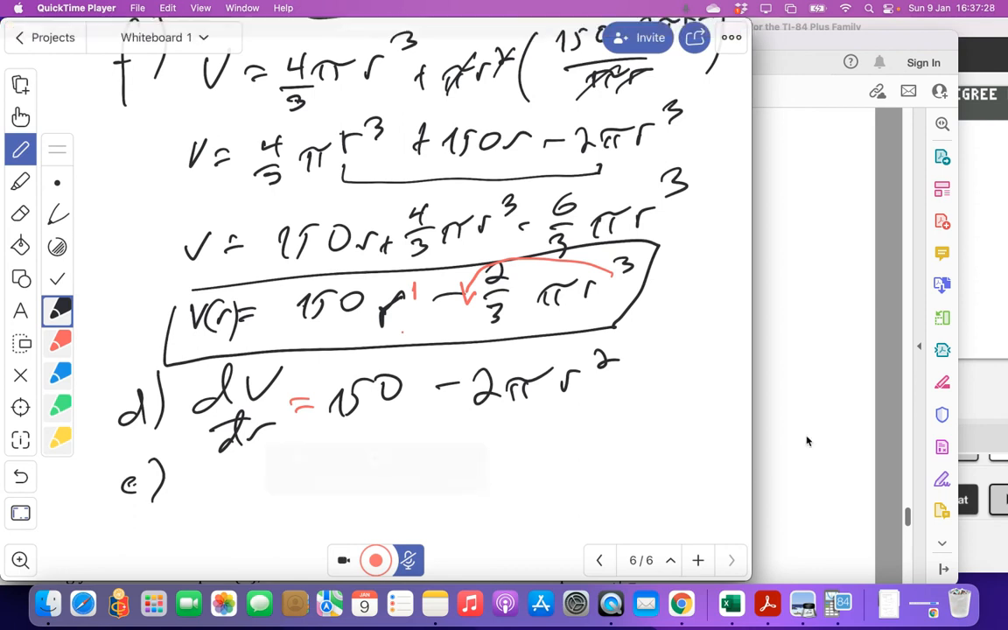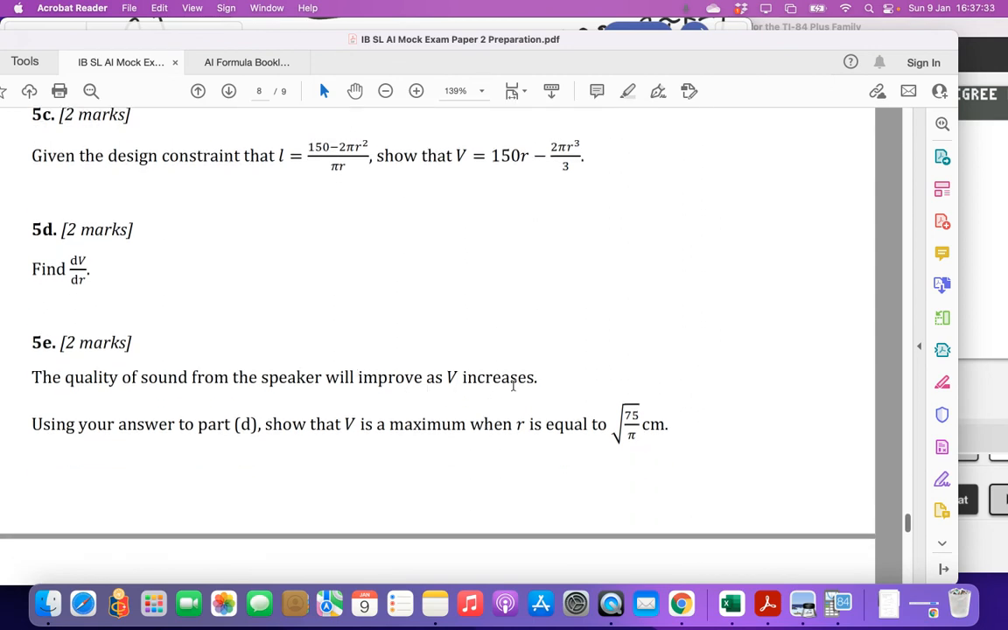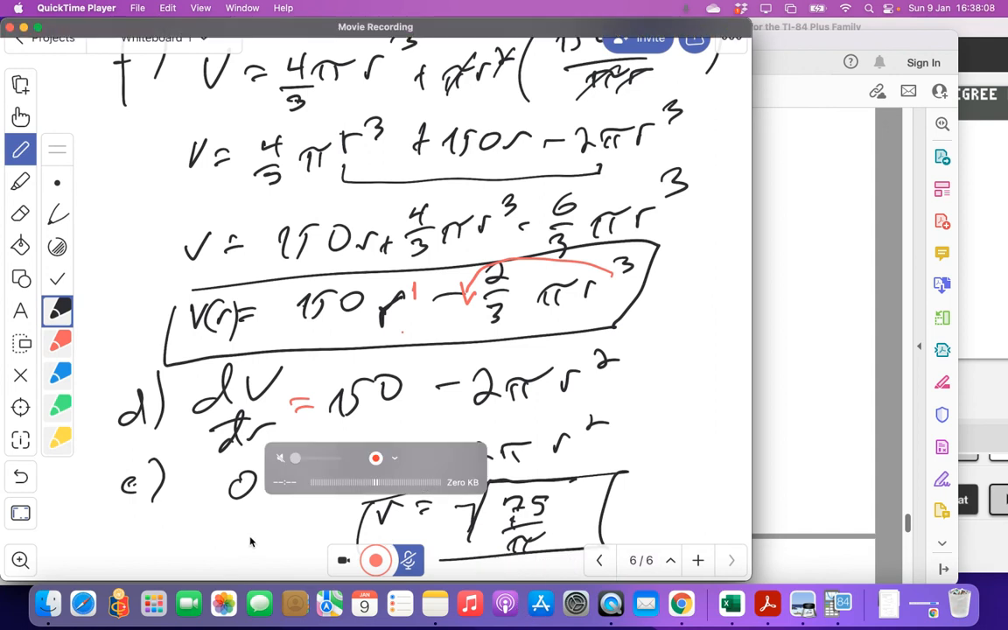All right, now we're going to do some optimization here. The quality of sound will improve as V increases, so we want to find the maximum. So the maximum is when dV/dr is equal to 0. So we're just going to solve that equation for 0. When I solve that equation, divide everything by 2, I think I get r equals the square root of 75 over pi. Not going to show you how to do the algebra.